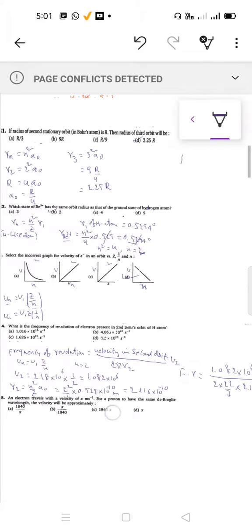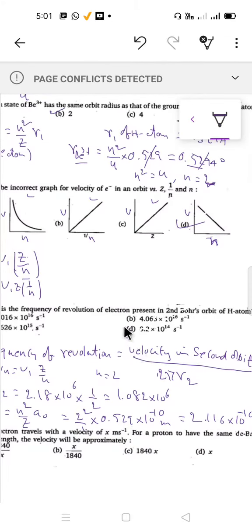So here the option is D. This is the value 8.2 into 10 to the power of 14 second inverse. So let us correct it, this value is 8.2. So this answer is like this.